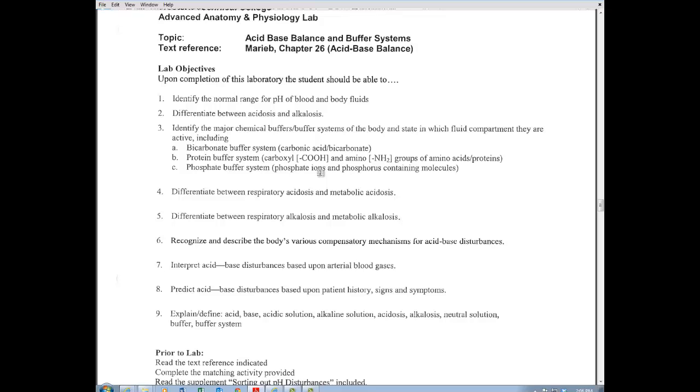The ions don't dissociate, so it ties up that hydrogen ion, and that's going to protect the pH from going too low. So again, that's active inside cells, intracellular fluid. Then we're going to look at different types of acidosis and alkalosis.